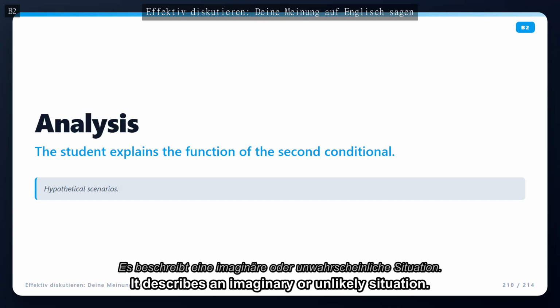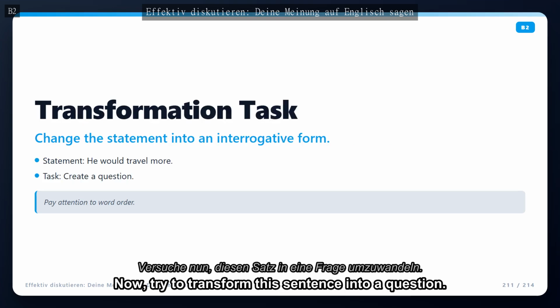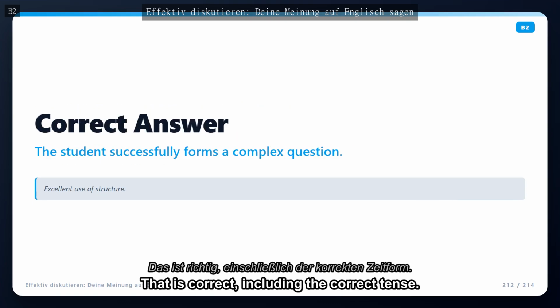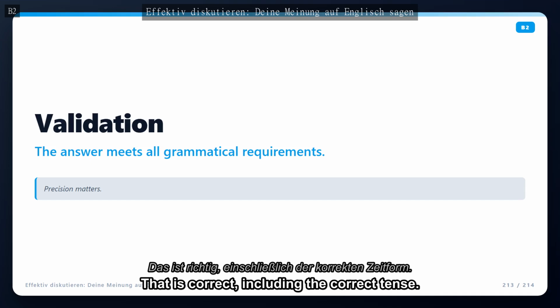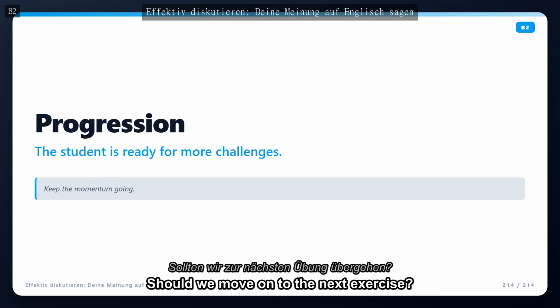It describes an imaginary or unlikely situation. Now, try to transform this sentence into a question. Would he travel more if he had time? That is correct, including the correct tense. Should we move on to the next exercise?